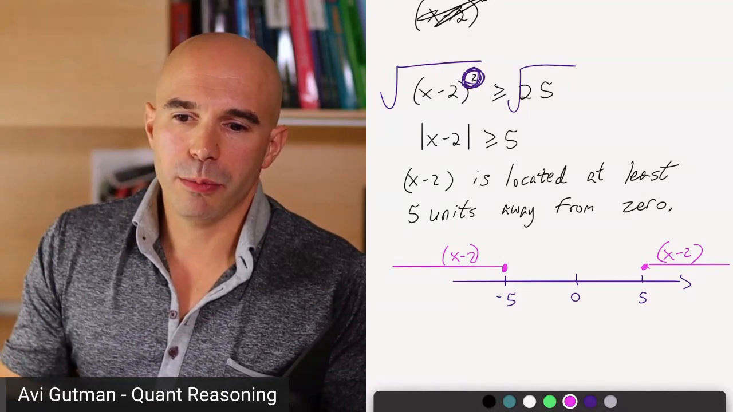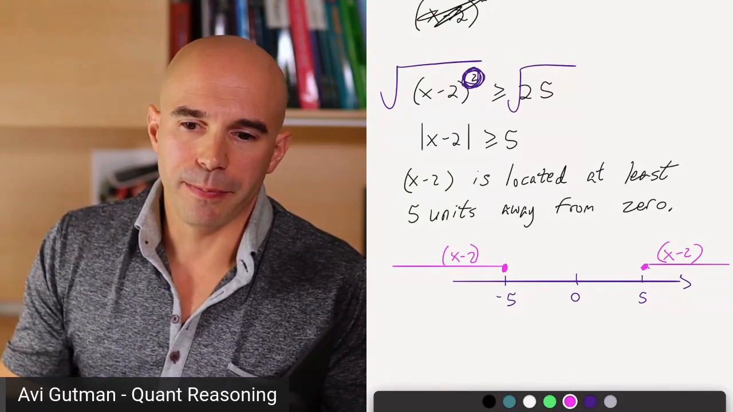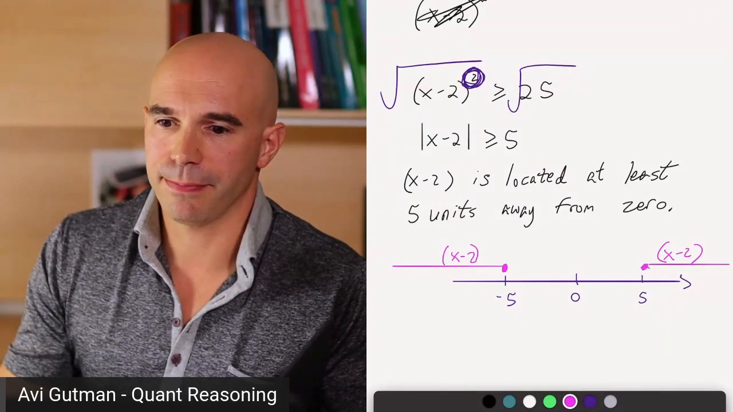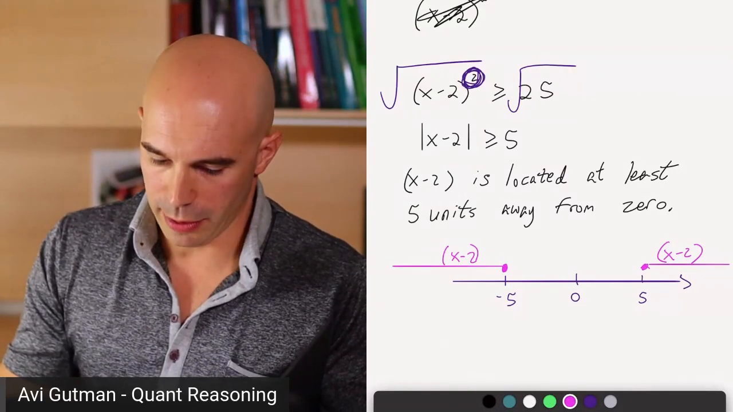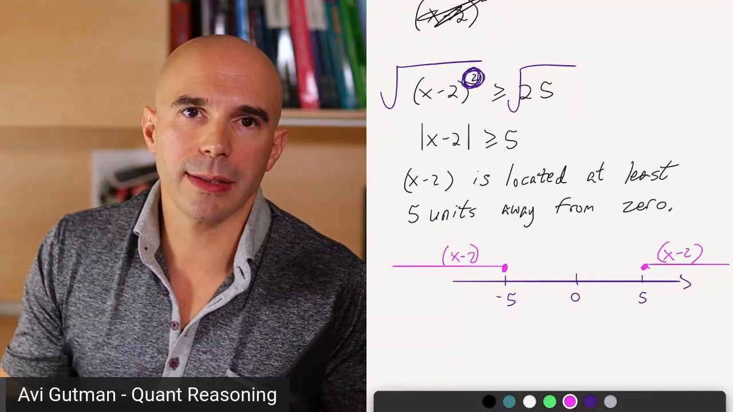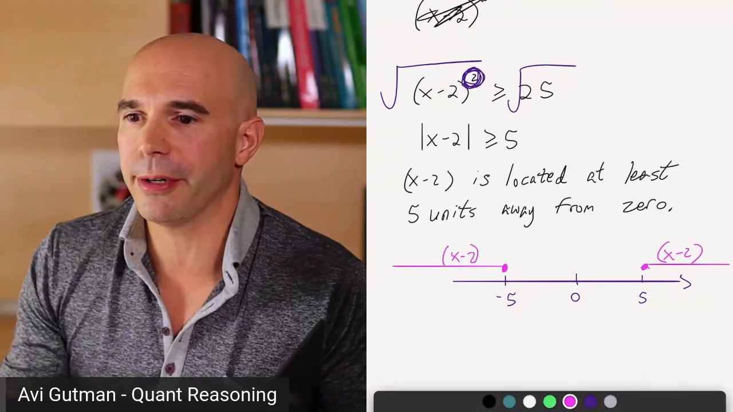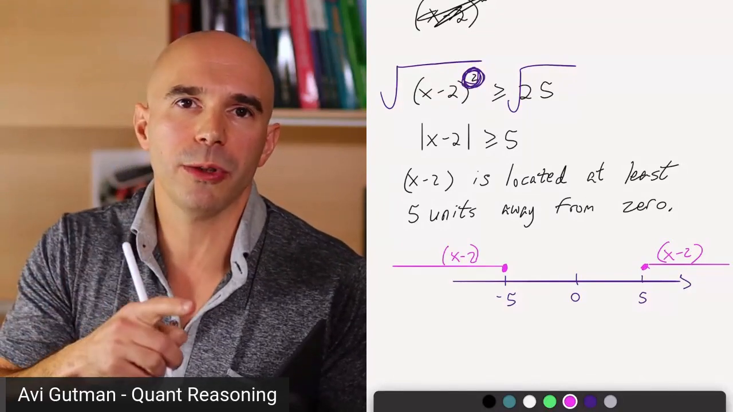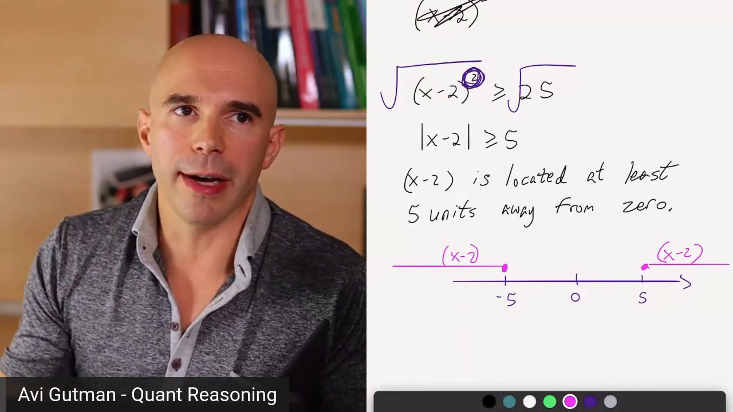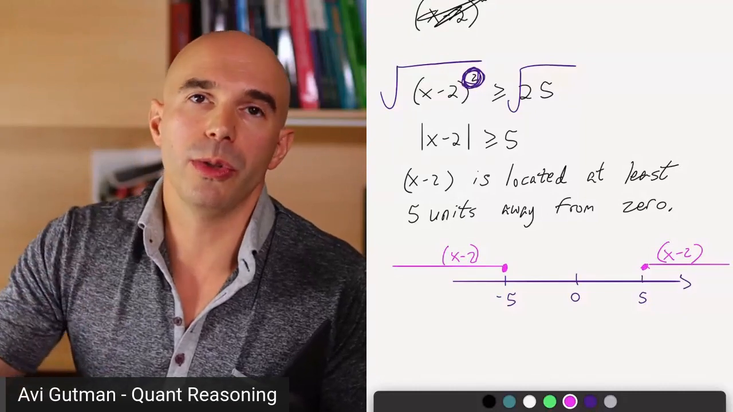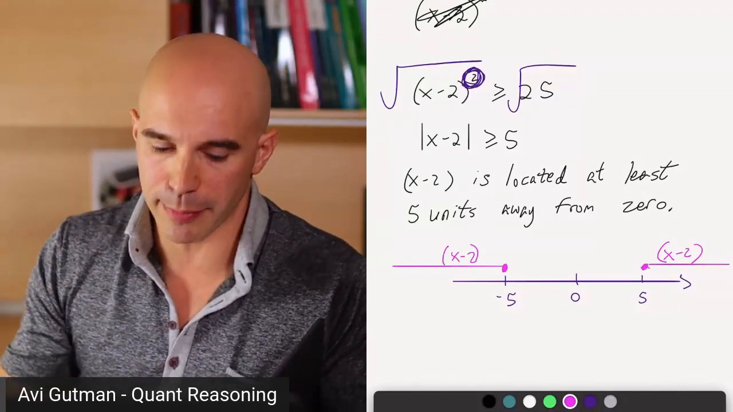But the question probably wasn't about x minus 2. The question was about x. So if I know where x minus 2 is, where would I find x? This takes us back to the very beginning of this hour. If you know where x minus 2 is, where would you find x? X would be 2 units to the right of x minus 2.